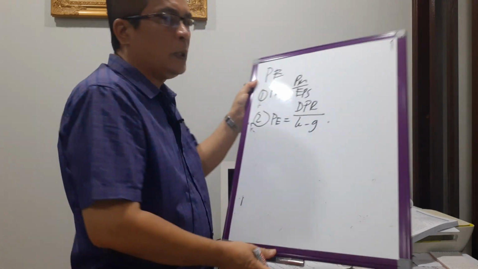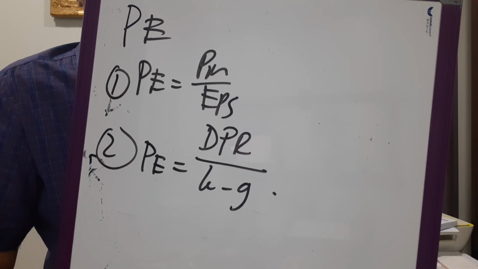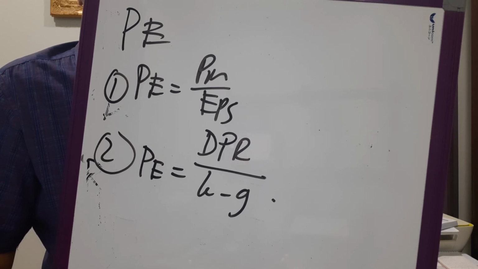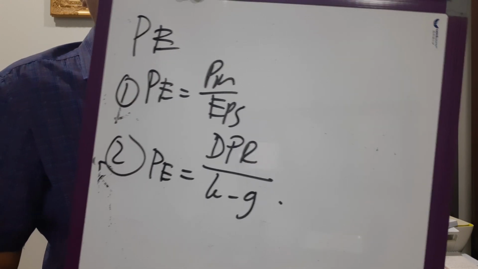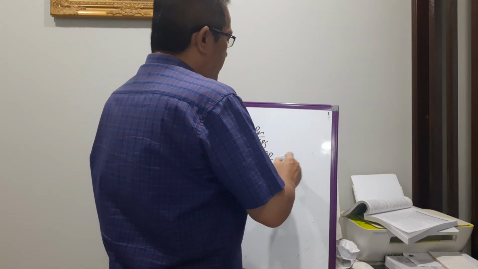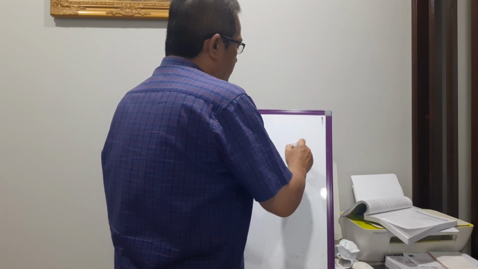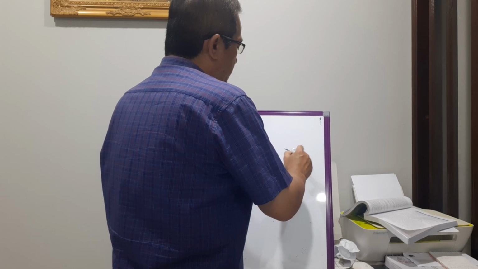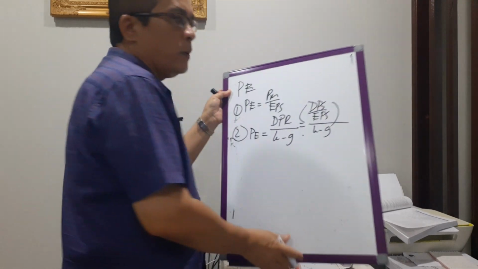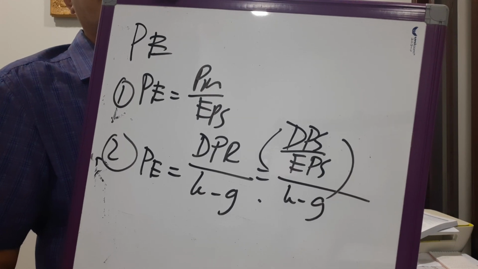So there are two ways of calculating the price earning ratio. One is market price over earnings per share, and the other is the dividend payout ratio divided by K minus G. As we know, the dividend payout ratio can also be calculated using the formula of dividend per share over earnings per share, so we can rewrite it that way, over K minus G.